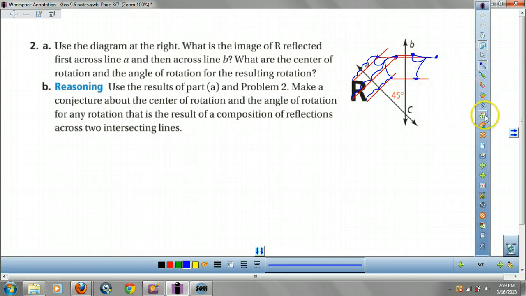Oopsie doodle. Mr. Twilliger, what are you doing? Okay, so that was back, bottom, there we go, and there's my R. Now I have a rotation around.